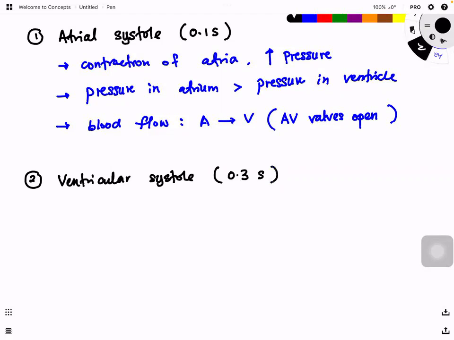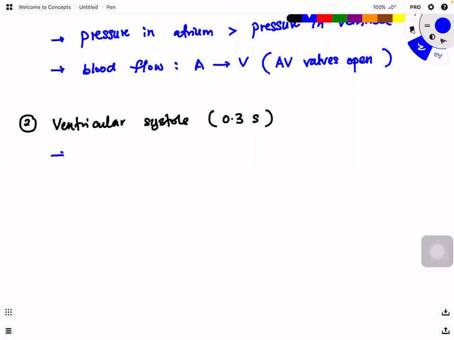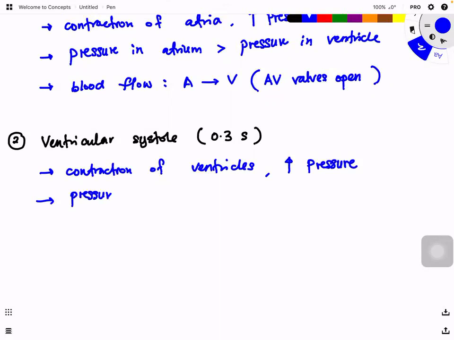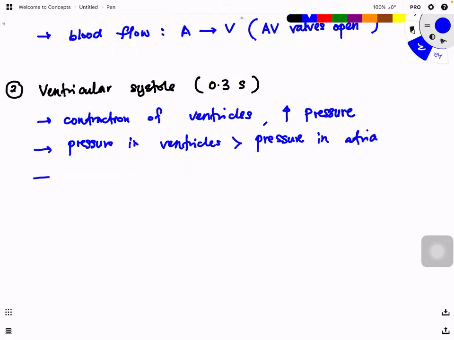More events actually take place. First, we have the contraction of the ventricles, both ventricles, which means an increase in pressure. So now the pressure in the ventricle is higher than the pressure in the atrium. So it means that the blood can backflow, right?